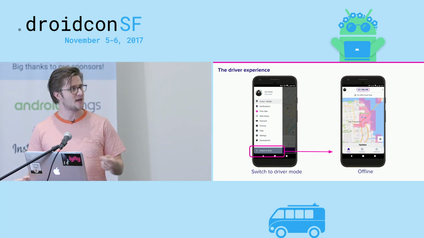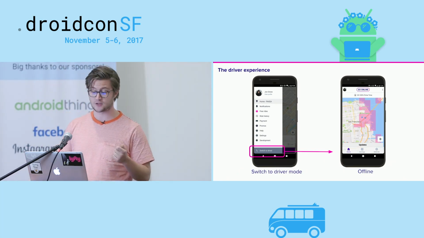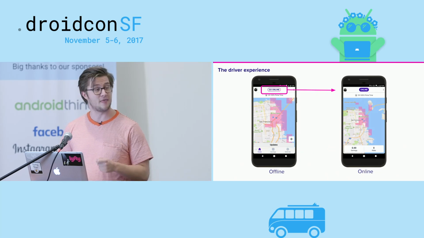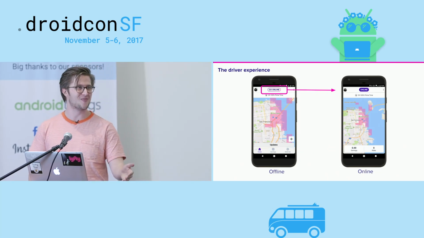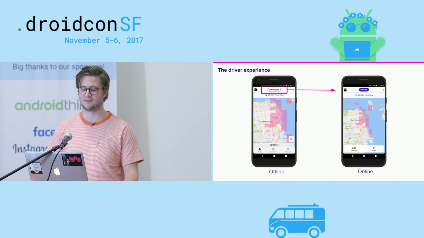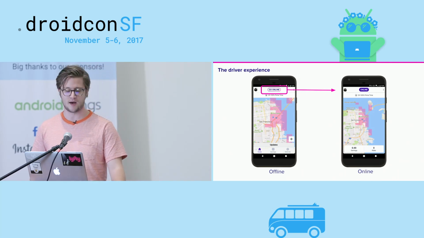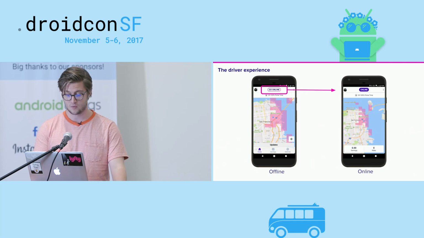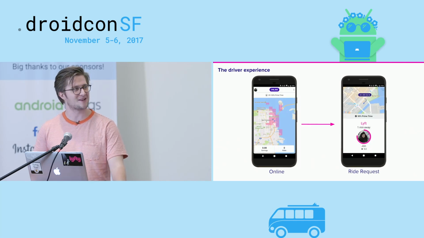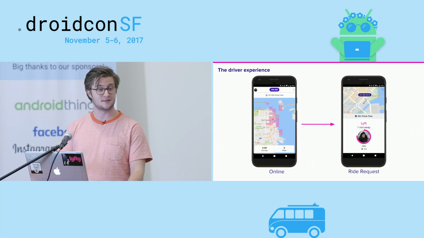Once a driver decides, hey, it looks like there's enough demand, I'm going to start giving rides, they can tap that Go Online button at the top, and that will take them into what we call online mode, where they're dispatchable by Lyft. And so when a passenger requests a ride to go somewhere, the driver gets a ride request.